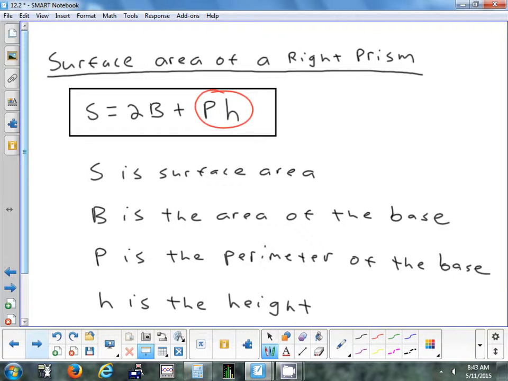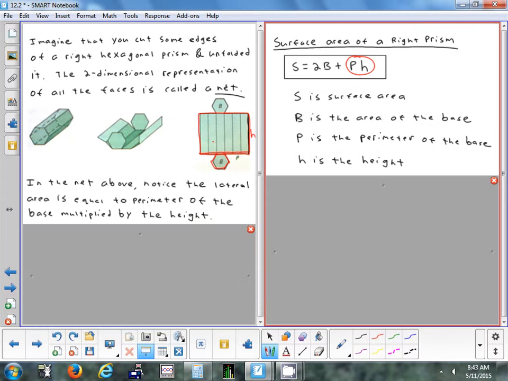H, that's simple. Height, it's not too hard. Perimeter of the base, that's usually pretty easy. B can be difficult. Okay, the reason B can be kind of tough is if I gave you a shape like this, I don't think anybody knows the formula for the area of a hexagon. Okay? So as we go through the homework problems, I tried to pick out prisms that you knew the area of the base. Okay, you could find it.